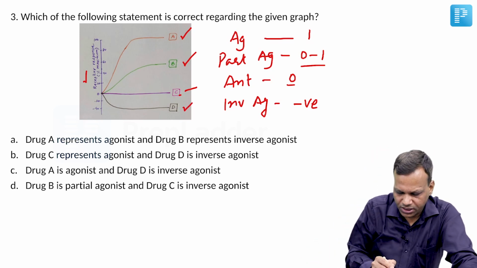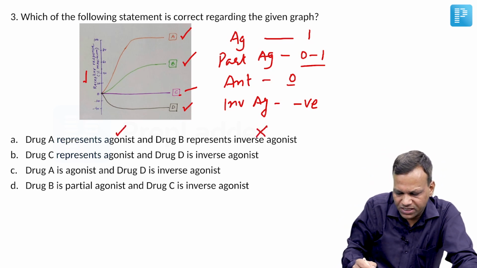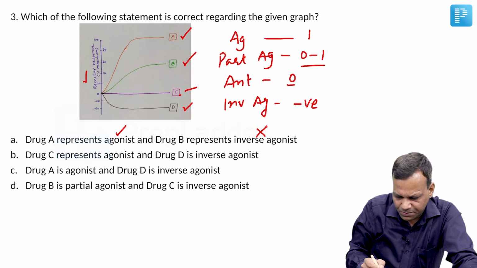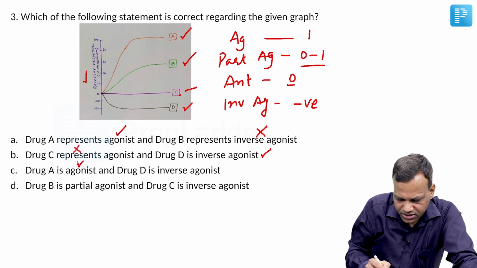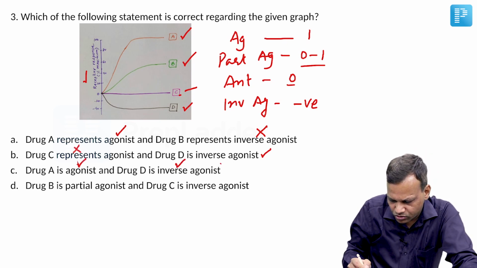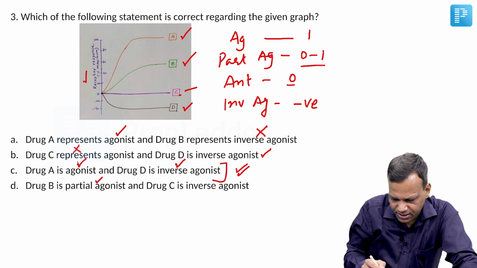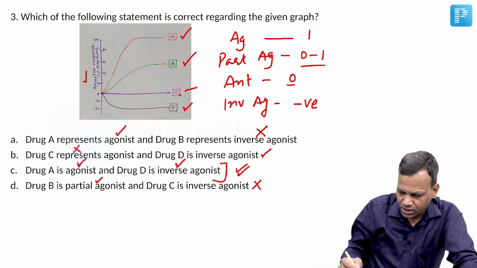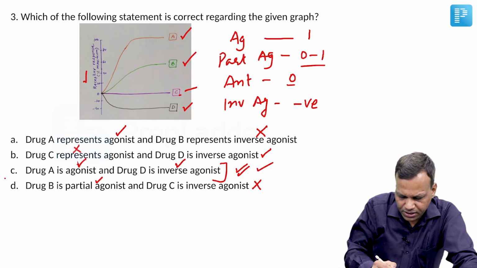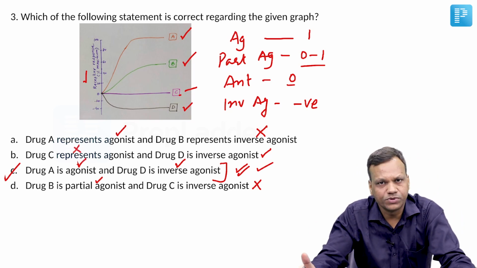So now you can see option A: A represents agonist, right, but B represents inverse agonist is wrong. Remember, B is partial agonist. C represents agonist, this is wrong because C is antagonist. D is inverse agonist, this is right. A is agonist is right, D is inverse agonist, this is right. So this is the answer. Both statements are right. B is partial agonist, this is right. C is inverse agonist, wrong. C is antagonist. Okay, so the right answer is C here. A is agonist and D is inverse agonist. Okay, I hope this is an easy question.